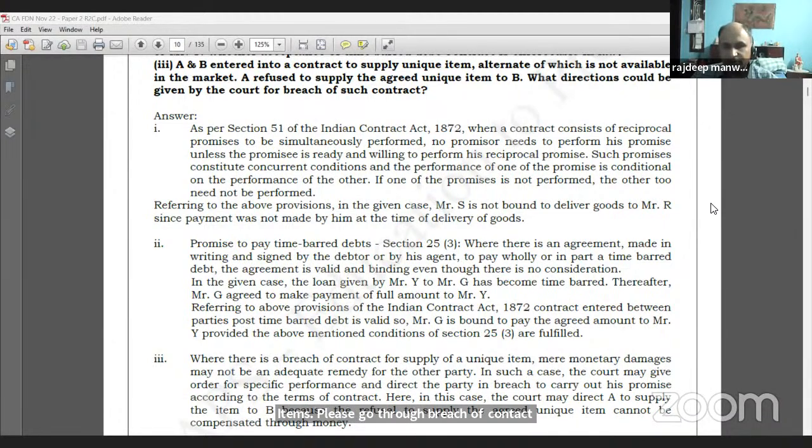What breach of contract? Read the answer. Where there is a breach of contract for supply of a unique item, mere monetary damages may not be an adequate remedy for the other party. In such a case, the court may give an order for specific performance and direct the party in breach to carry out this performance according to the terms of the contract. I don't remember the section and they have not written the section. Okay, go ahead. Next one.